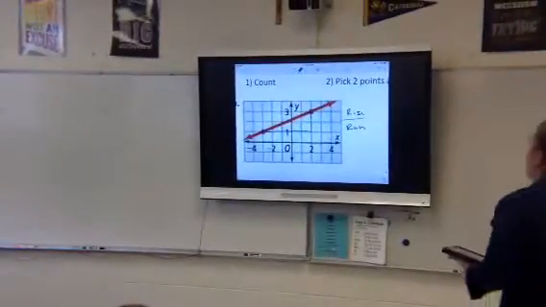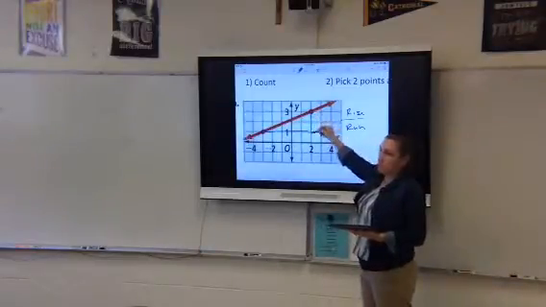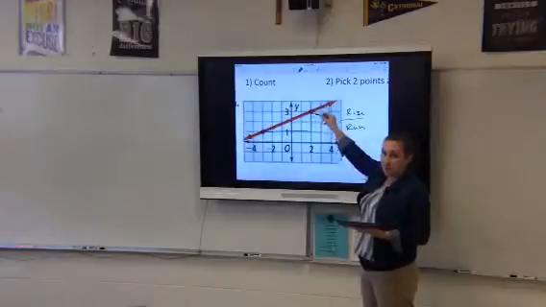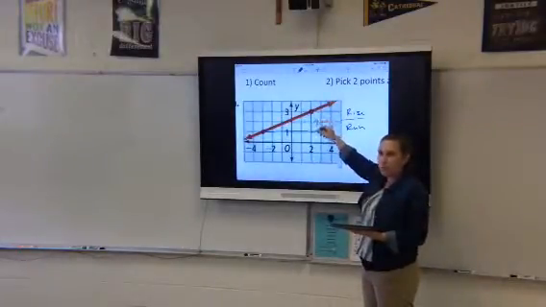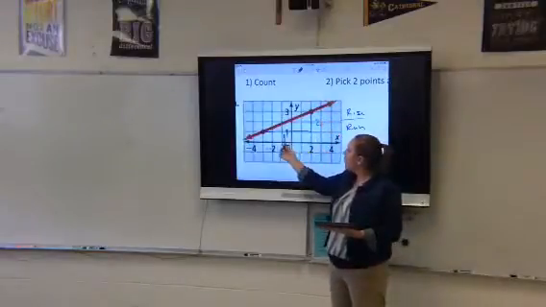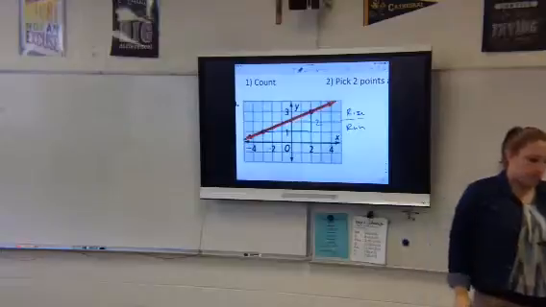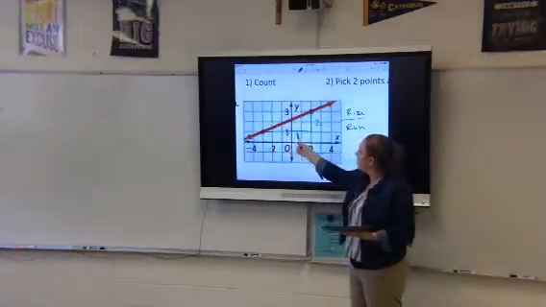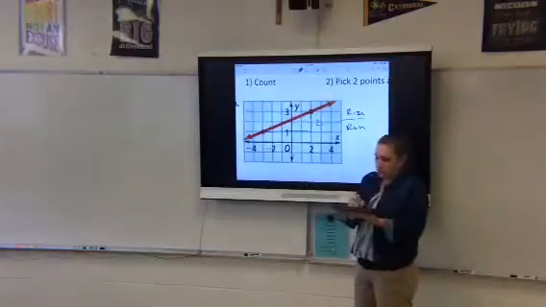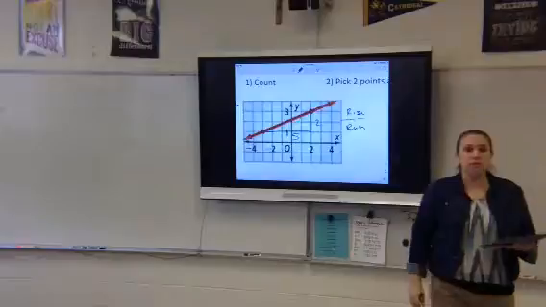Well, rise. How far up are we? 2, right? So we count 2 spots, like 1, 2. I mean, that's literally all we're doing. Okay? How far across are we going here? I'm going to count that little 5. Count 5. You just count the boxes. 1, 2, 3, 4, 5 boxes. So 2 and 5.